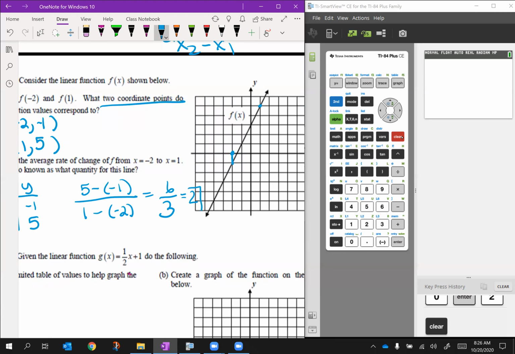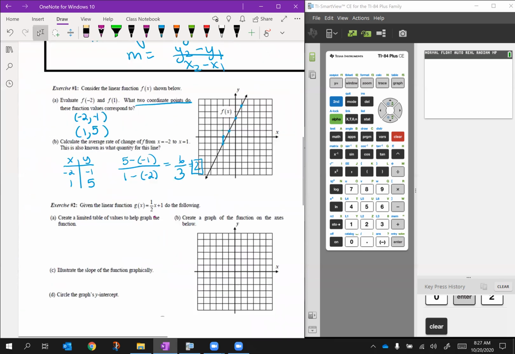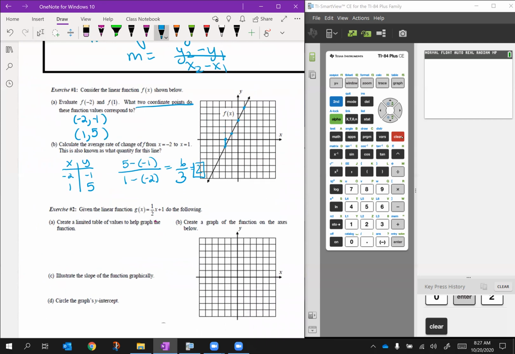Let's see if that works. So if I move up 2 over 1 from any point, do I hit another one? Up 2 over 1, yes. Up 2 over 1, yes. Up 2 over 1, yes. So it works out perfectly. Way to check. This is also known as what quantity for this line? The slope is 2. So the rate of change is also known as the slope. The slope of that line is 2.